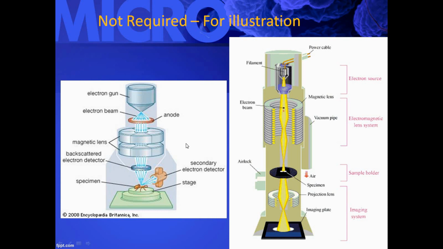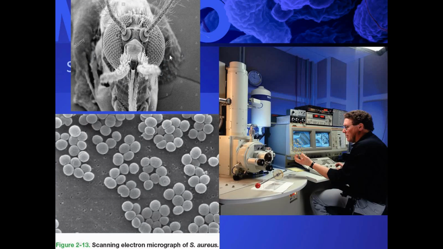The scanning electron microscope is called scanning because it scans the surface of the specimen point by point, and each time the secondary electron detector detects how many electrons are knocked out and reflected from the specimen. It uses that information to produce an image of the surface of the specimen. We have the scanning electron microscope.